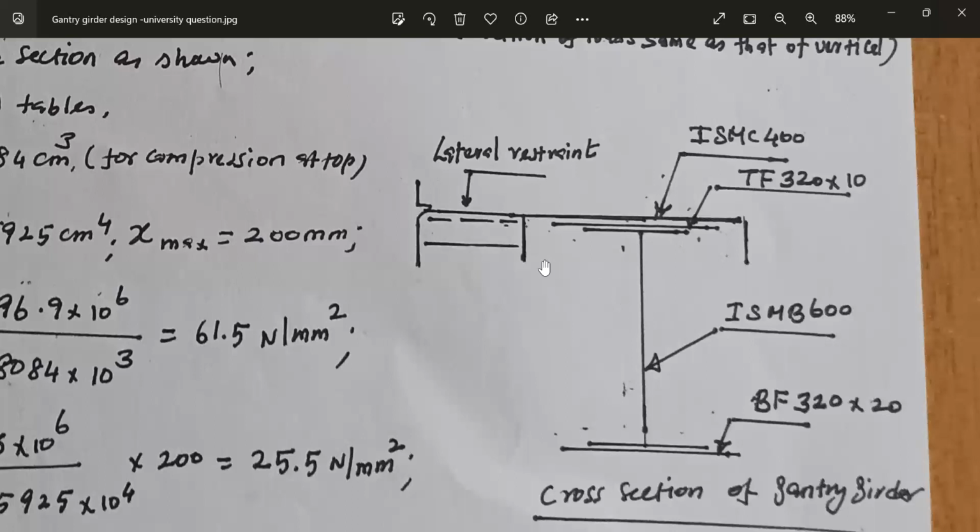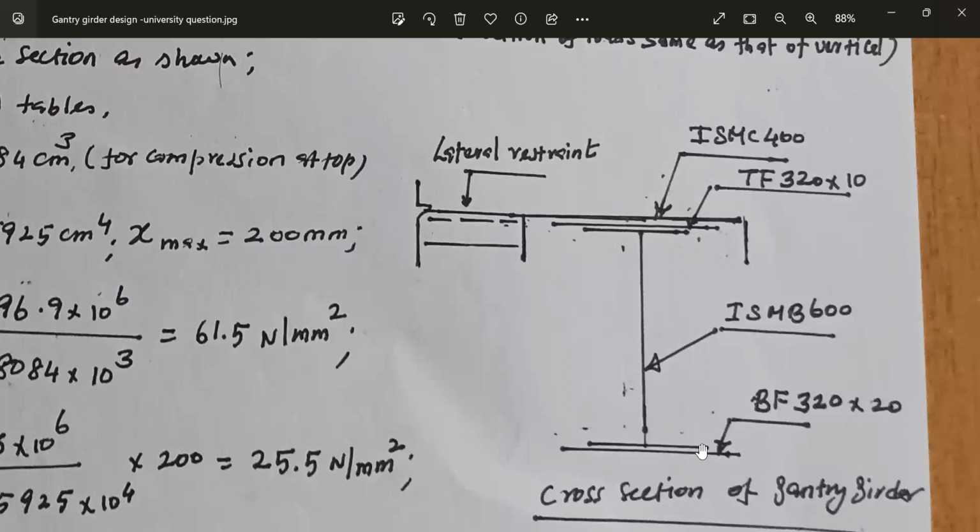Now we have to make the gantry girder rigid in the lateral direction also. For that purpose, we are placing one ISMC 400 in the horizontal direction. In addition to this, the gantry girder will always be laterally restrained by means of the bracing.